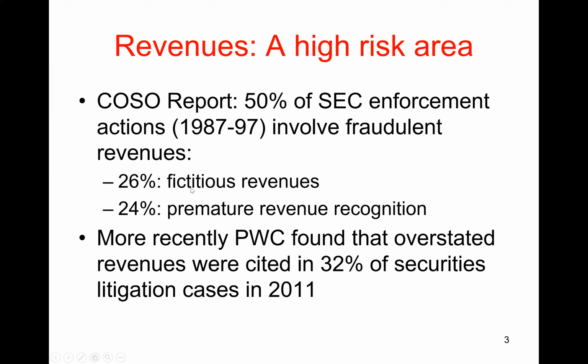Of those, 26% were fictitious revenues. So the company was claiming to have made sales that it simply never made. And in 24% of cases, the company was prematurely recognizing sales. So in other words, the sales did occur, but the company was recording them in the wrong accounting period. Okay, and that's the motivation for going over question 1. The cutoff test is designed to identify this type of misstatement. Okay, so this is one piece of evidence showing that revenues are a high-risk area.